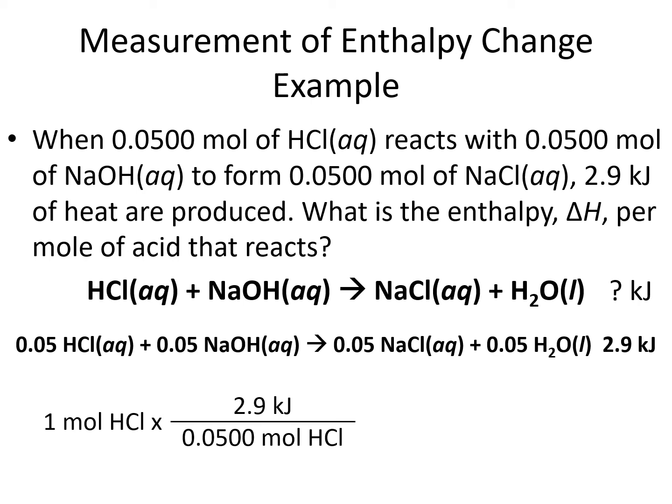We do 1 times 2.9 divided by 0.05, and that gives us 58 kilojoules associated with 1 mole of acid.